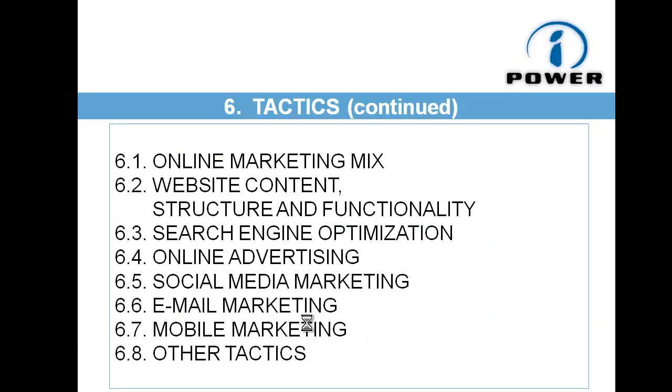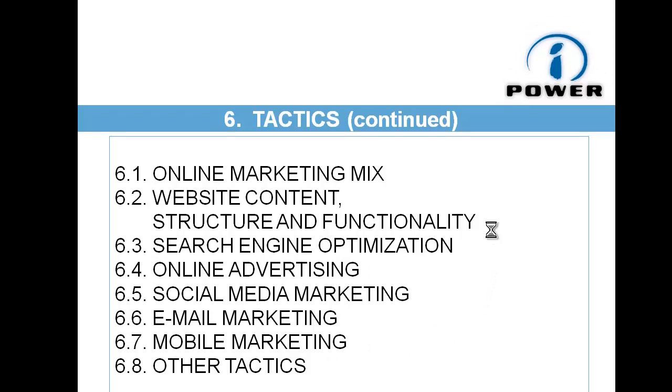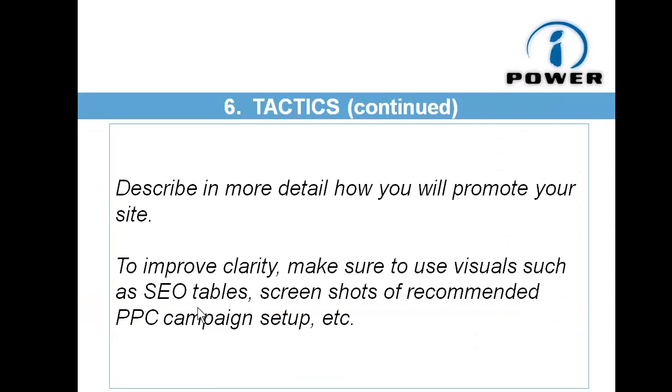After defining your website content, structure and functionality, you will need to deal with promotional activities like SEO, online advertising, social media marketing, email marketing, mobile marketing. You need to recommend activities in the domain of promotion that are going to actually help you achieve your strategies. And make sure to use visuals such as SEO tables, screenshots of your future PPC campaign setup, etc. So this is section 6.